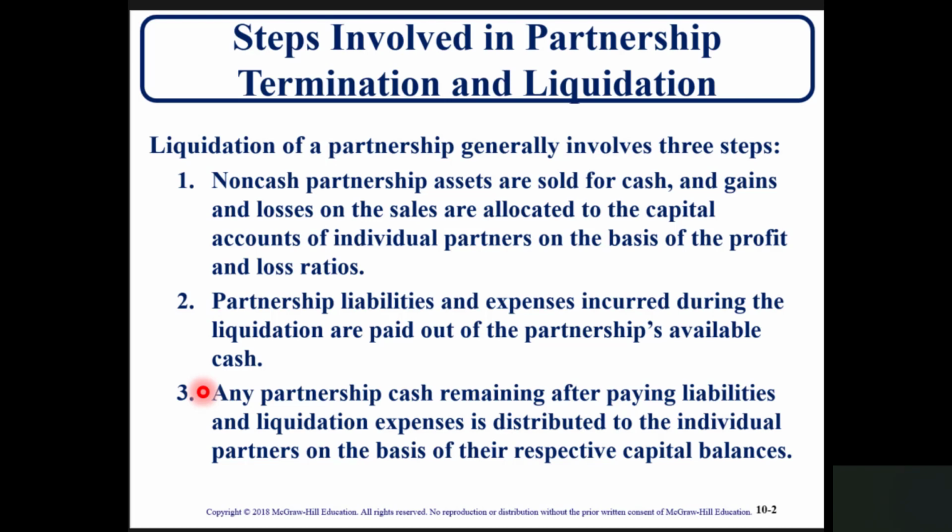So, steps involved in partnership termination and liquidation. Liquidation of a partnership generally involves these three steps. Non-cash partnership assets are sold for cash, and gains and losses on the sales are allocated to the capital accounts of individual partners on the basis of the profit and loss ratios.